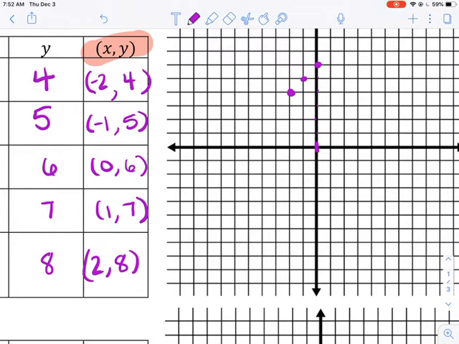So remember, the first number is how far it moves to the left or right, and then the second number is how many it goes up, 1, 2, 3, 4, 5, 6, 7. Oh, they're going up in a nice pretty straight line.